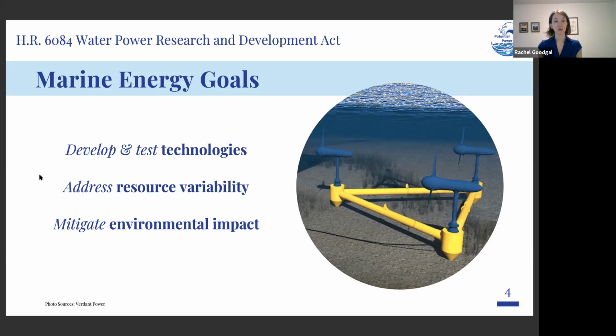Goals of the bill with regards to marine energy are assisting with technological development and testing to demonstrate readiness of new energy options, addressing resource variability, including by investigating storage options and advancing integration into the grid, and identifying and reducing environmental impacts of these technologies.